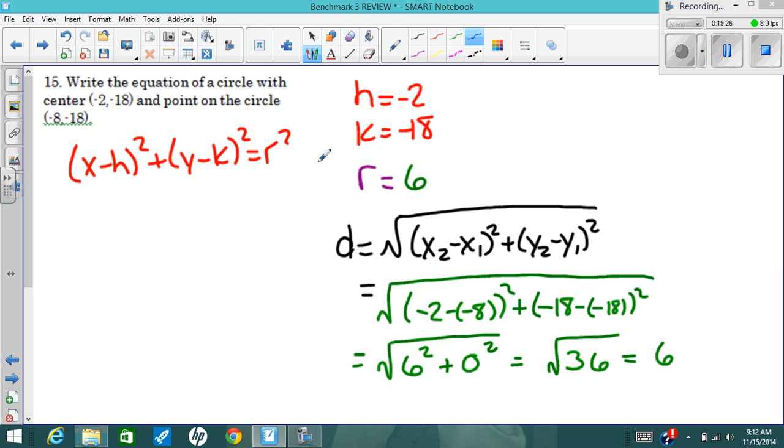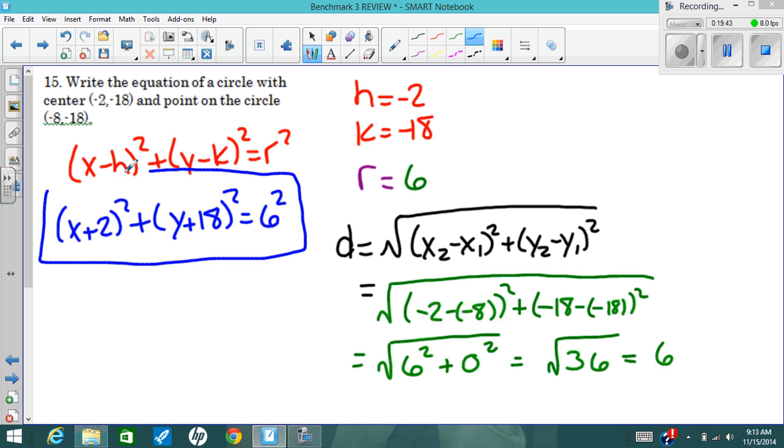So I can go ahead and plug h, k, and r in here. The negative from the h is going to make this a plus 2. The negative from k is going to make this a plus 18. And I can write this as 6 squared. Now I have an equation of a circle.